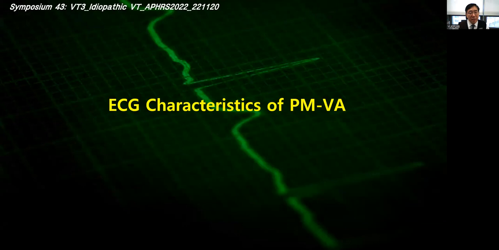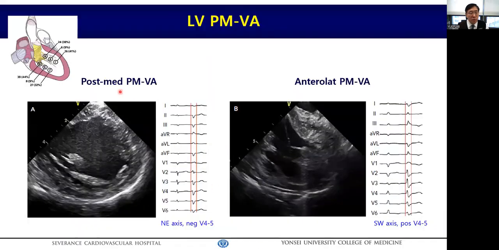Then, what are the ECG characteristics in this group of patients? We know there are 2 major papillary muscles in the LV. The posterior medial papillary muscle is more apically displaced than the anterolateral papillary muscle. However, most papillary muscles have a huge variation or multiple heads.